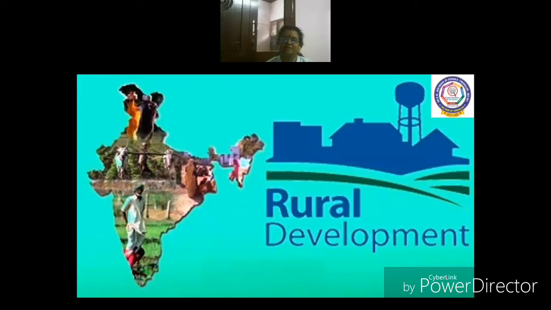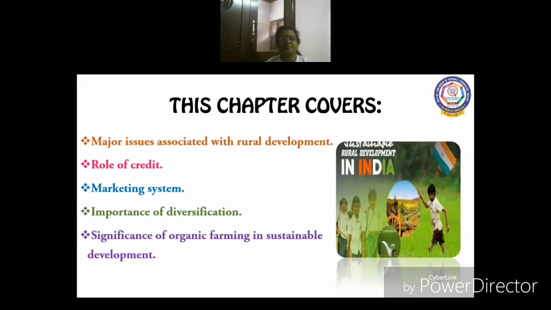In the previous lesson, we had discussed human capital formation in India and India's mission by 2030-32 to become a 10 trillion economy. So, for the overall development of the economy, it is a must that rural areas are developed. This chapter covers the major issues associated with rural development, the role of credit, marketing system, importance of diversification, significance of organic farming in sustainable development.